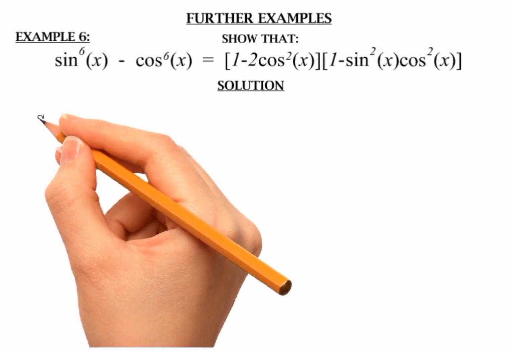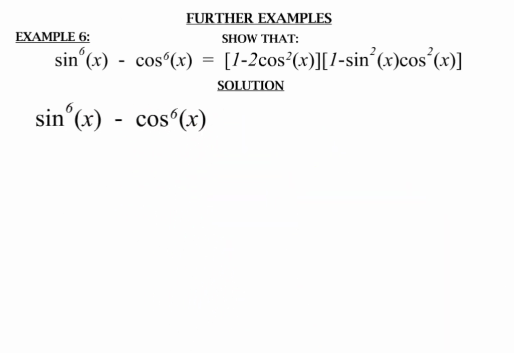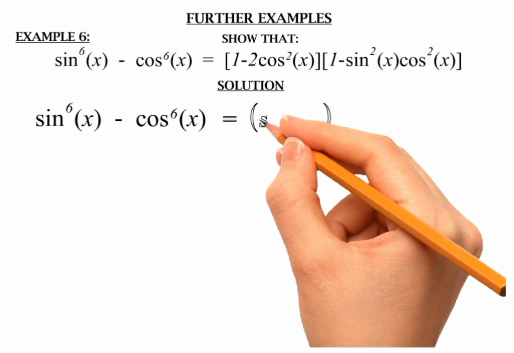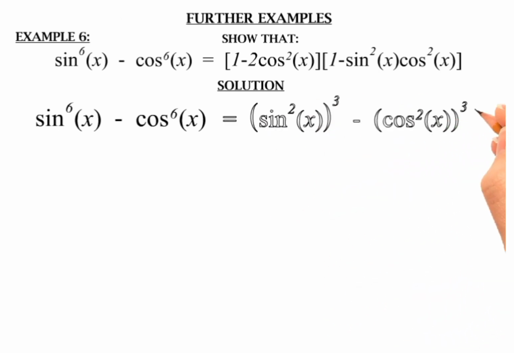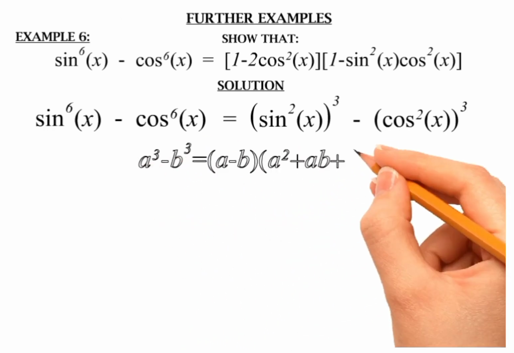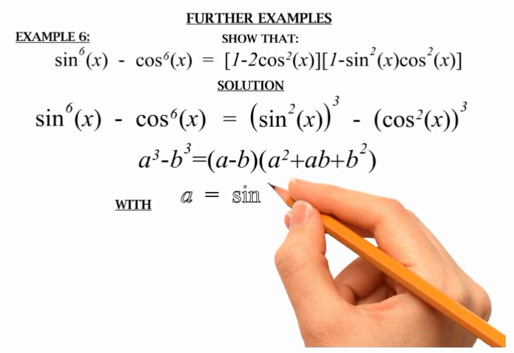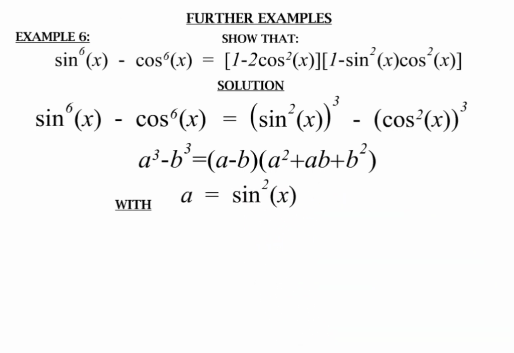Sin x raised to the power of 6 minus cos x raised to the power of 6 is equal to sin x raised to the power of 2 times 3 minus cos x raised to the power of 2 times 3. Just in the same way, we will factorize the difference between two cubes. A cube minus b cube is equal to (a minus b) multiplied by (a square plus ab plus b square). The same method applies for our expression, just that a is equal to sin square x and b is equal to cos square x.